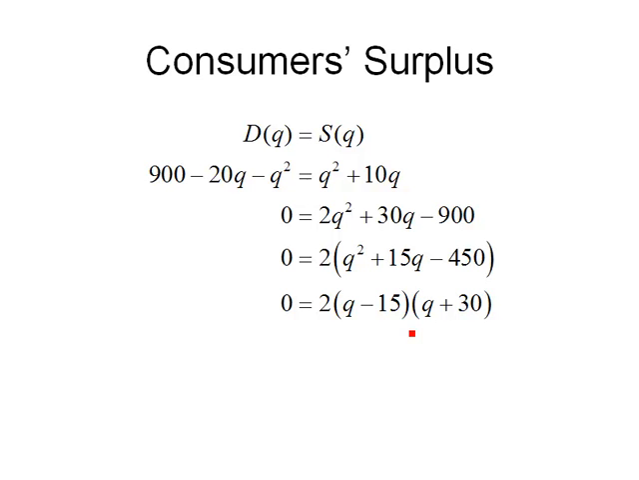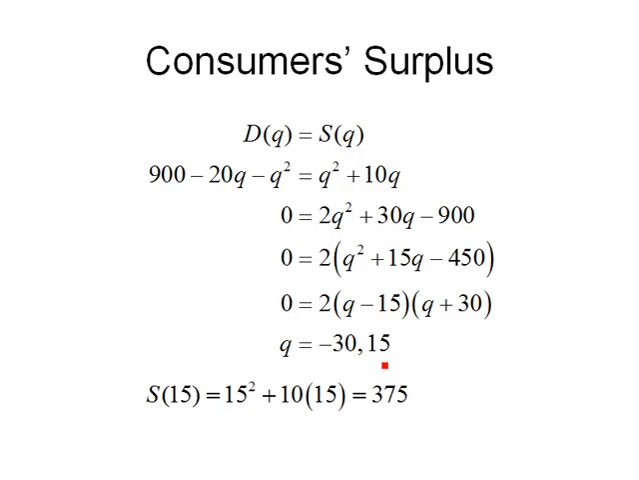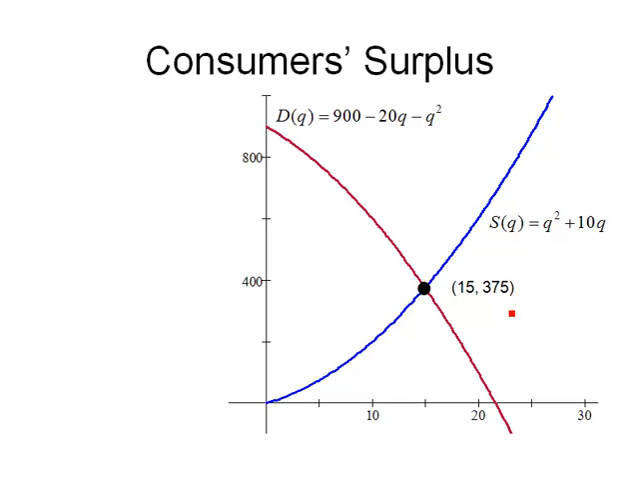I'll set each one of the factors equal to 0. So when Q minus 15 is equal to 0, we get Q equals 15. And when Q plus 30 is equal to 0, we get Q equals negative 30. 2 can't equal 0, so I'll go ahead and ignore that. So I have 2 points of intersection, and only one of them, Q equals 15, makes sense for this problem. So when I put 15 into my supply curve, I get 15 squared plus 10 times 15, or 375. So the point of intersection here is 15, 375.